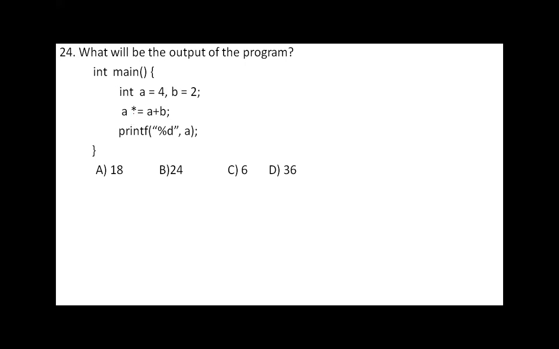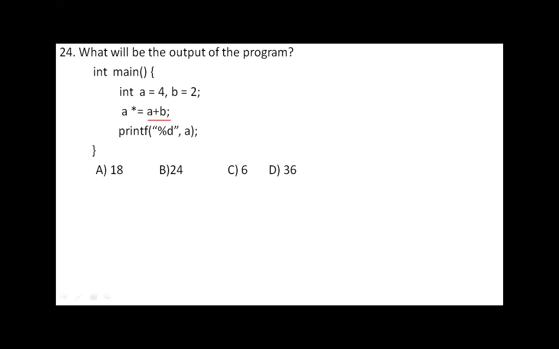Now I told you the shorthand assignment operator has the least priority. All other operators will be evaluated first. So that means first A plus B will be evaluated. So what is A value? 4. What is B value? 2. 4 plus 2 is 6. So the right hand side will become 6 here.